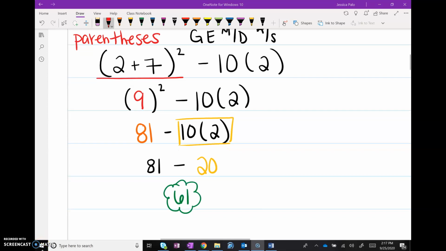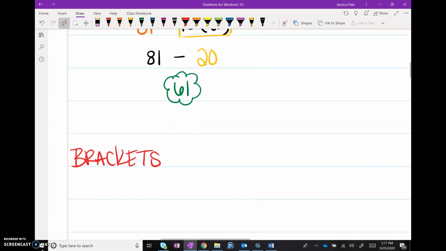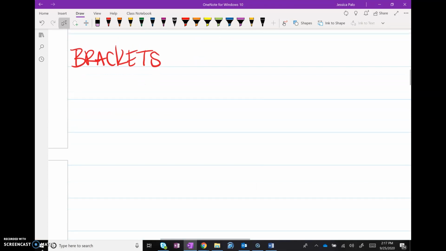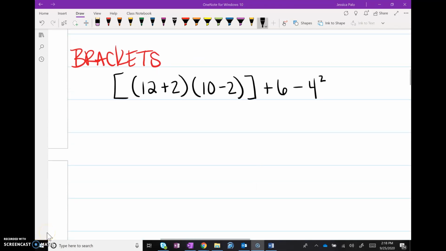Our next example will be using the grouping symbol brackets. To start this problem, we look for grouping symbols. I see brackets. When we go inside those brackets, there are more grouping symbols, parentheses. So the first thing we have to do is solve what's in both of these parentheses.